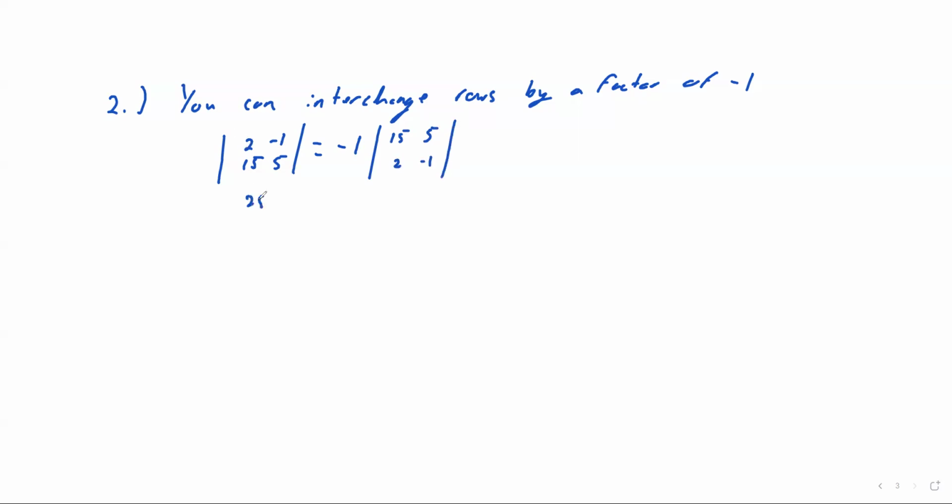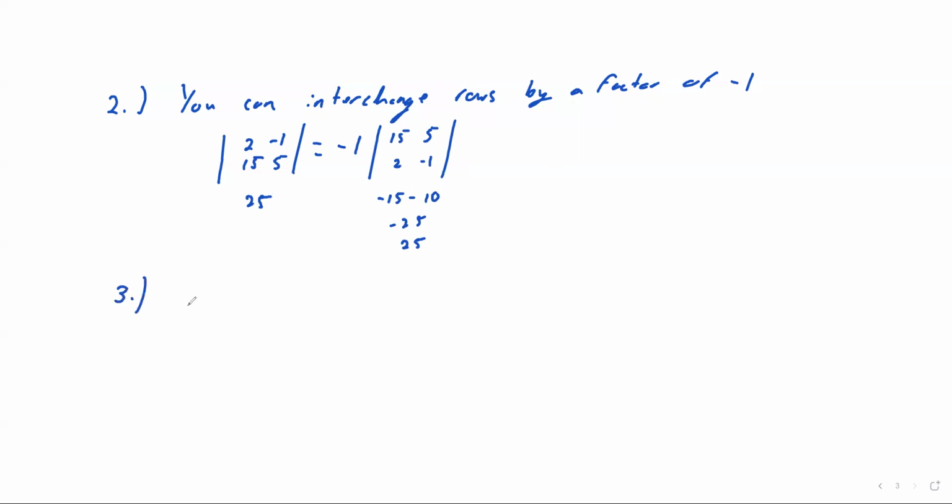We know that this was 25, so let's redo this one. 15 times -1 is -15. 2 times 5 is 10, so that gives me -25. Apply the negative, and I get the positive 25 again. So again, another way, maybe that right there makes it a little bit easier to do the math.